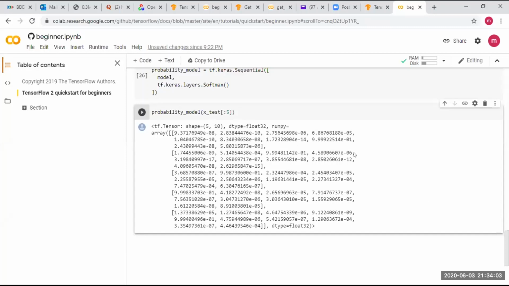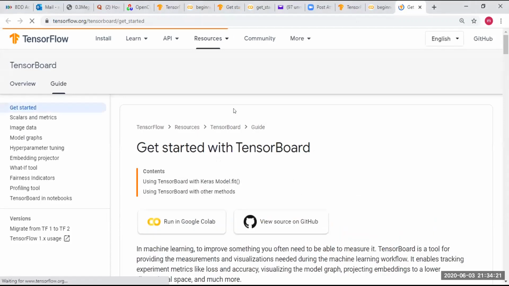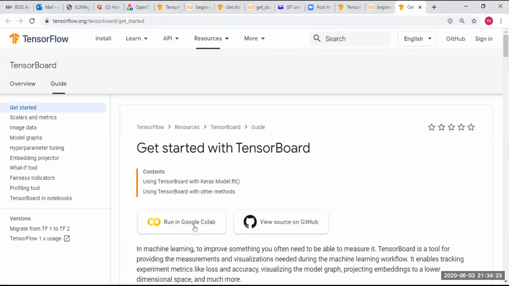I want to end with the Tensorboard to show you Tensorboard. I don't know if you are showing the link or you are still seeing the page, but I'm going to open directly the page from the slides. So in here I have Tensorboard, and I'm going to also run it in Colab.